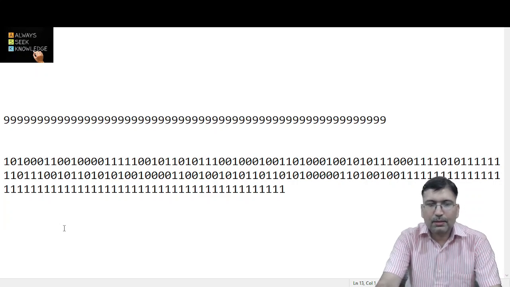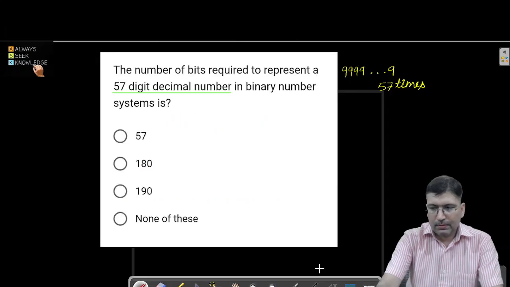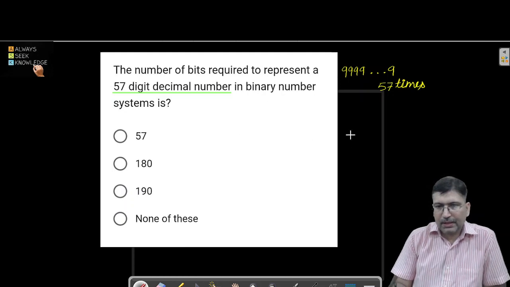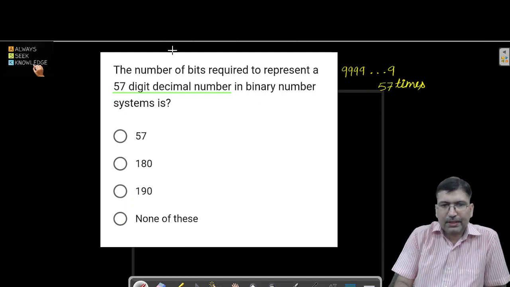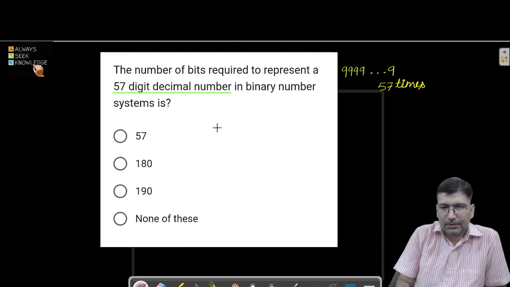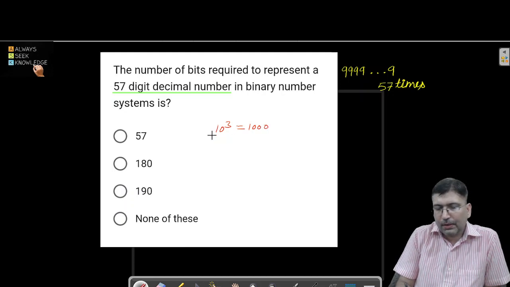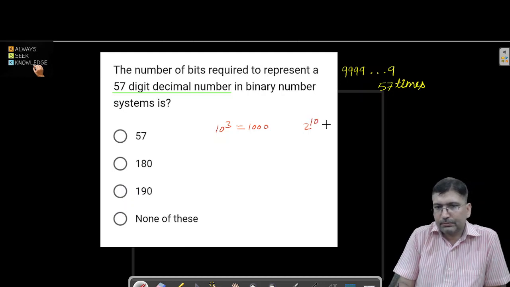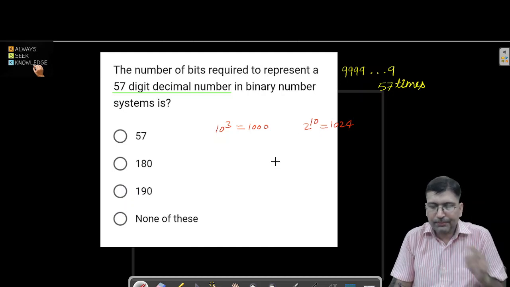So let's discuss a shortcut for how we can solve this question. We are already aware that in the decimal system, when I write 10 to the power 3, it gives us 1000. The similar value in the binary system we can get by having 2 to the power 10. So it will give you 1024, right?